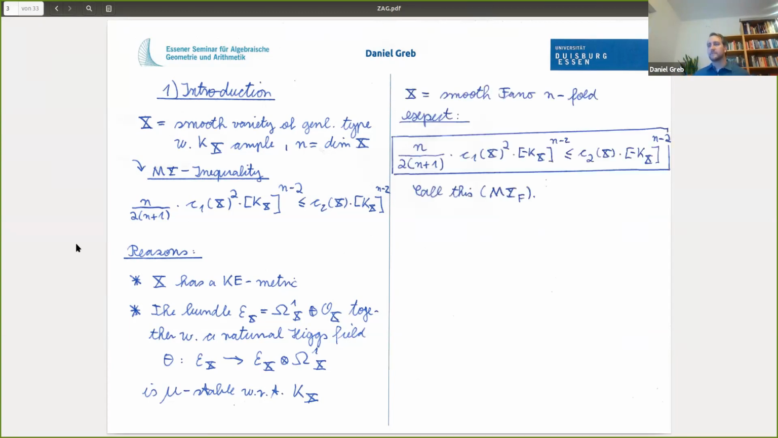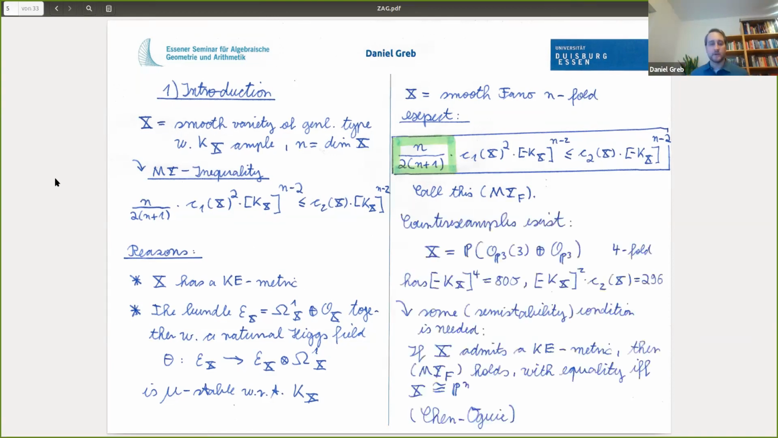So let's go to the other end of the classification. This is what I'm mostly interested in in this talk, and let X be a smooth Fano n-fold. Somehow in parallel, you expect a similar inequality, and the only change here is that you replace the canonical polarization with minus K_X as a polarization, which is now the natural ample class. And I call this inequality MY_F, for the Fano version of the Miyaoka-Yau inequality. Unfortunately, or interestingly, I marked here this factor, which is going to be important in the following.